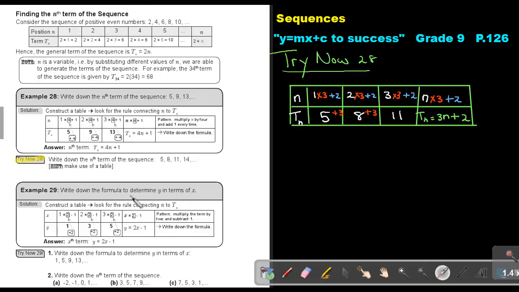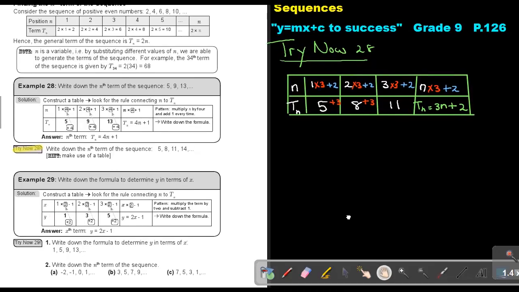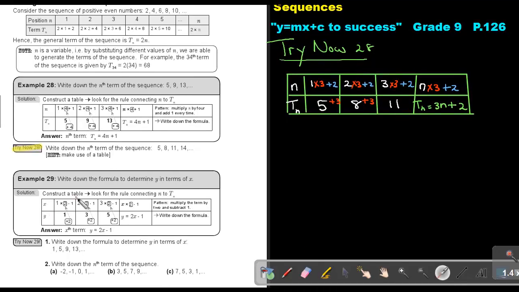Write down the formula to determine y in terms of x. Basically, instead of calling it n and Tn, they just call it x and y. But the method is exactly the same. Again, this is term 1, 2, 3, and this is the sequence 1, 3, 5. What are they doing every time? They add 2.